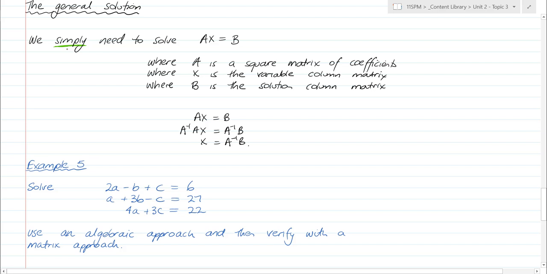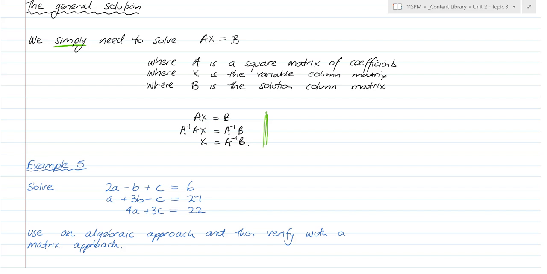We simply need to solve AX equals B to find a general solution, where A is a square matrix of coefficients, X is the variable column matrix, and B is a solution column matrix, and this is how we do it. In terms of an equation it's pretty easy, except we have to remember we can't divide by A. We can't divide by matrices. Instead, we define it as multiplying by the inverse, which creates the identity matrix, and that's how we solve these problems, and we have to make sure we get our multiplication on the right side.